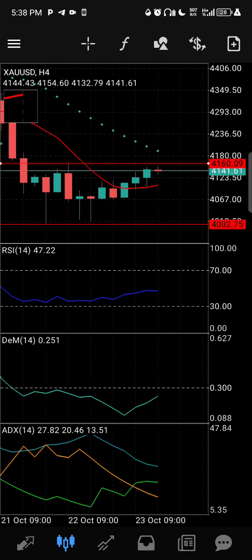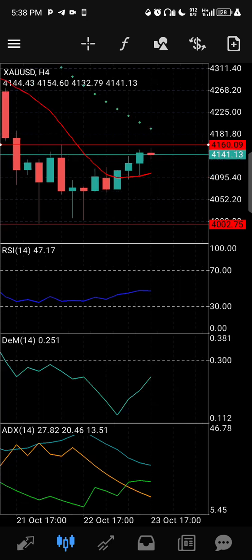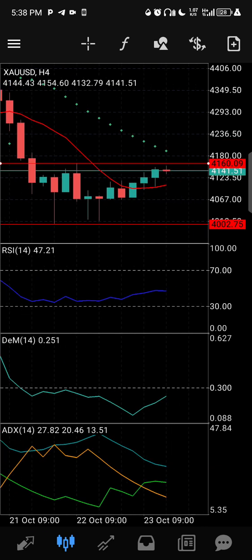So we are going to wait only if the candle can go above this parabolic SAR, then we are going to take our buy trade, or we are going to go long in gold, you understand. So this is it for today.